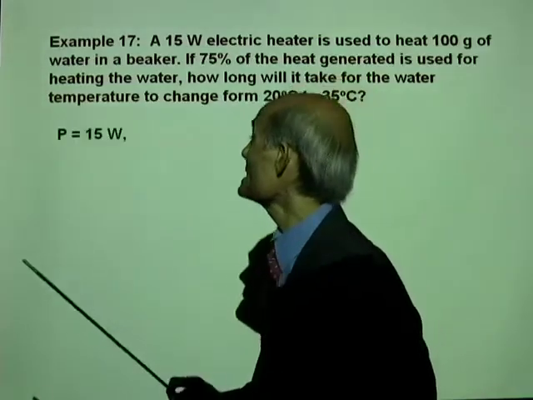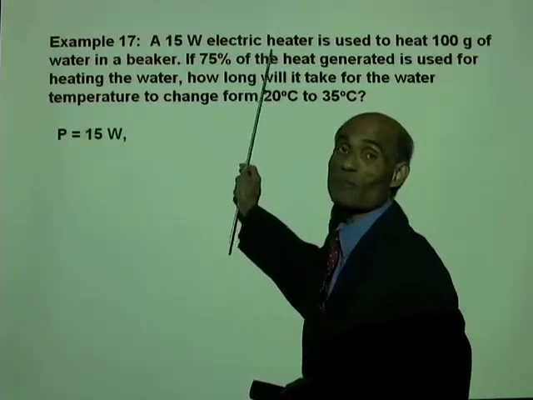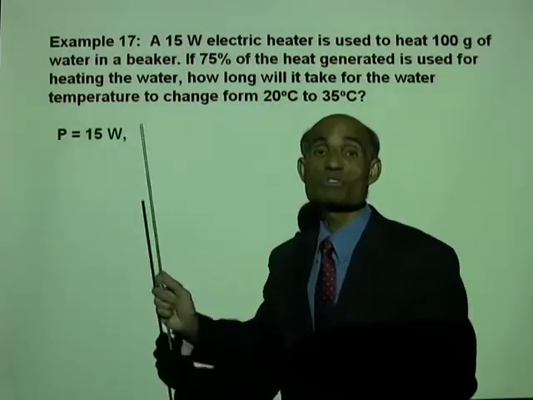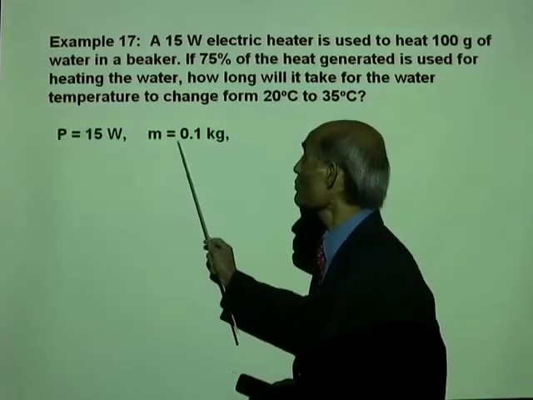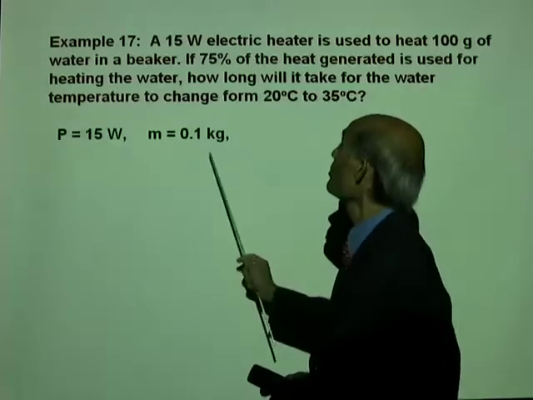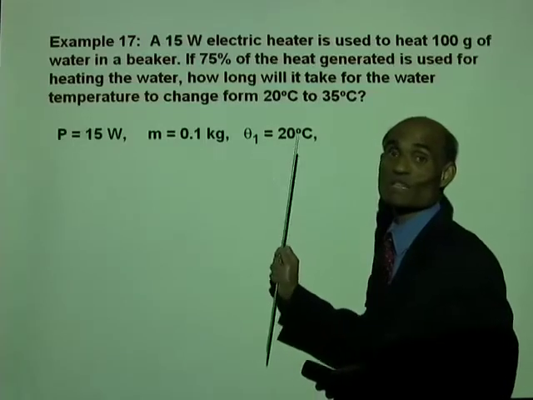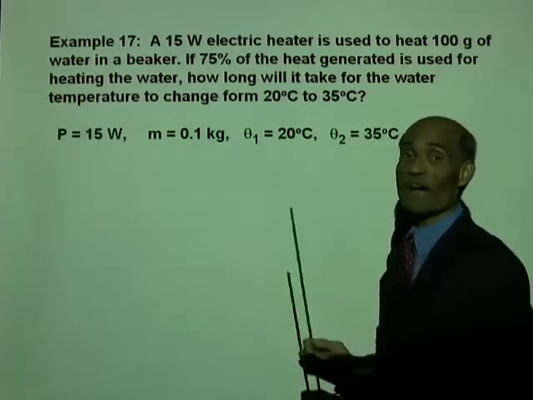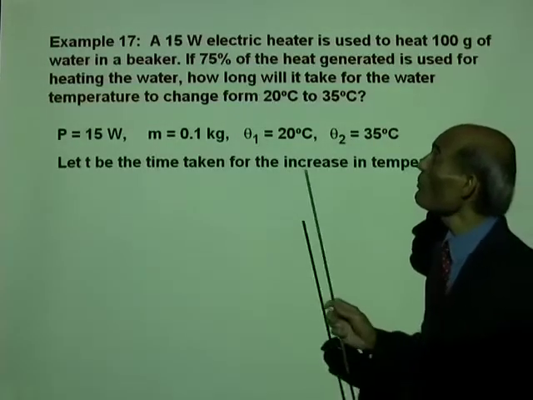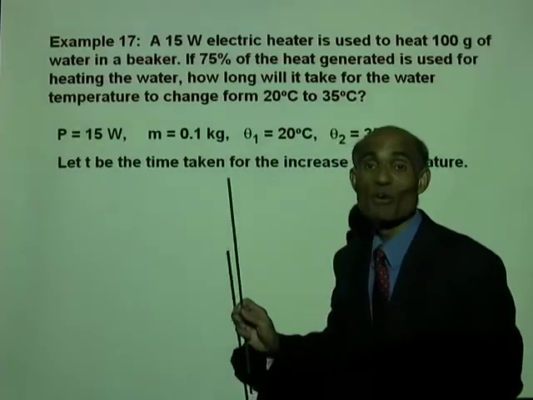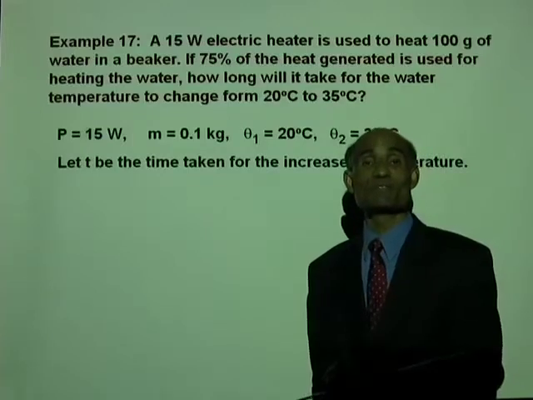Okay, let's pick our data. The power is 15 watt. That is the power of the heater. It means the heater will produce 15 joules of energy per second. The mass of water you want to heat is 0.1 kilogram. Initial temperature of water is 20 degrees Celsius. Final temperature of water is 35 degrees Celsius. And we want to find the time taken for water to increase its temperature from 20 degrees to 35 degrees.